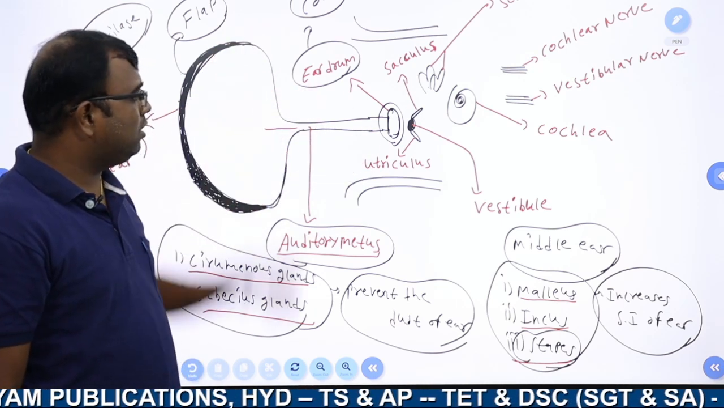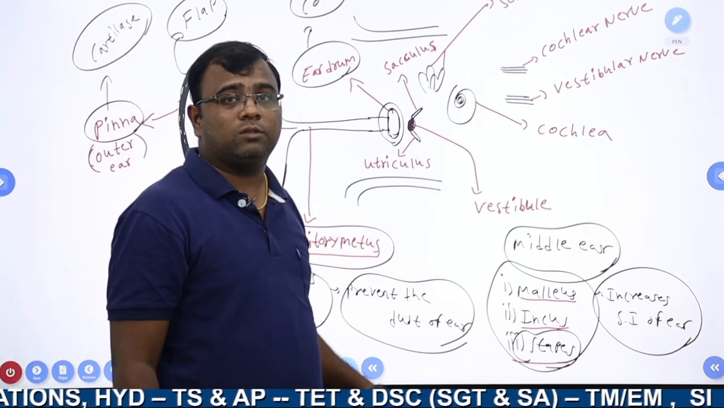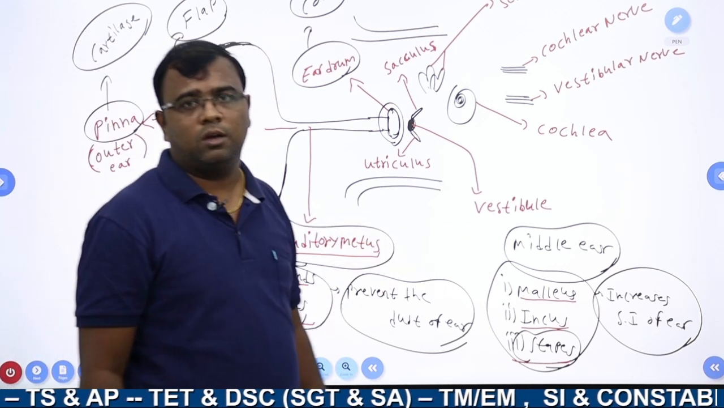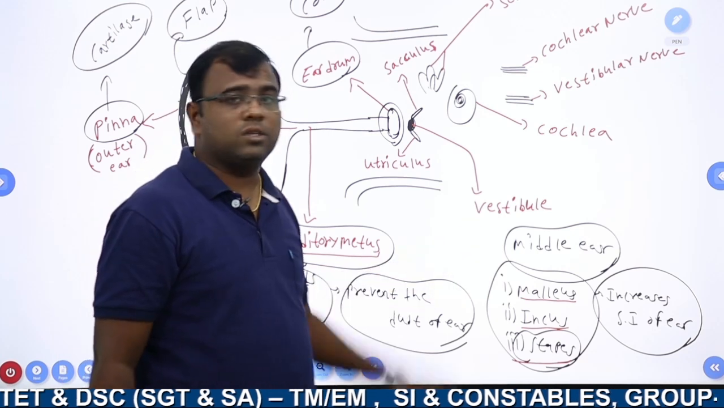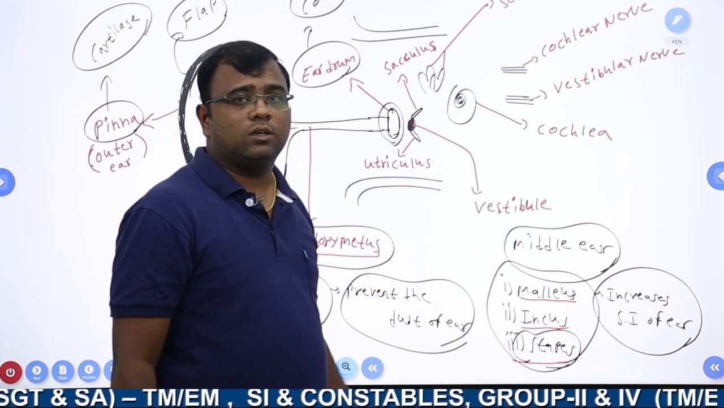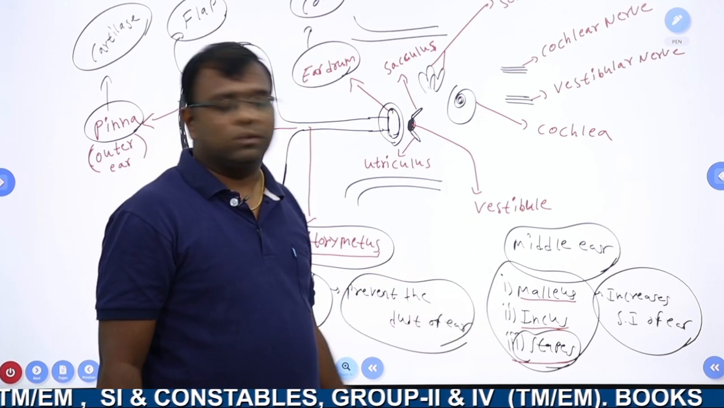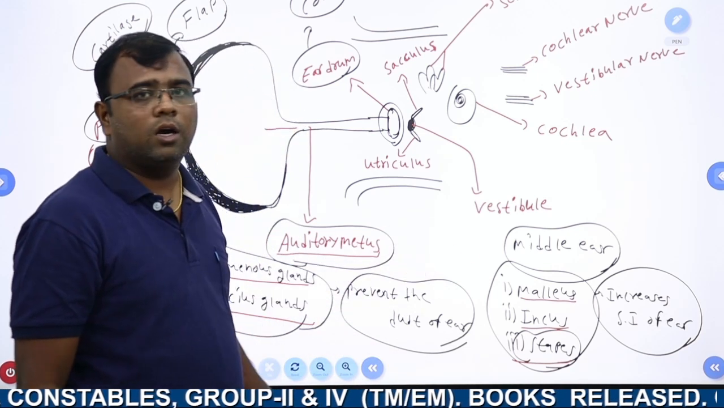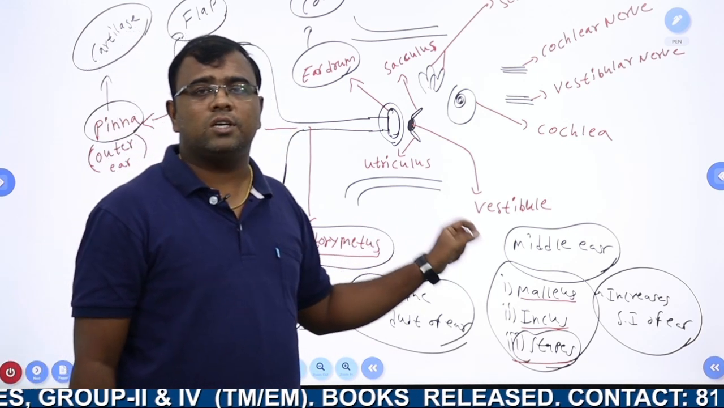Above the eardrum, the three chain bones are present. The first one is malleus, the second one is incus, the third one is stapes. These three chain bones are used to increase the sound intensity of the ear.